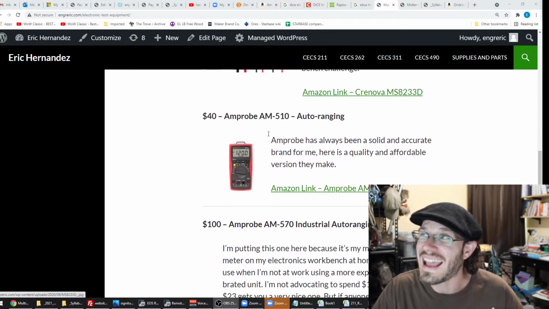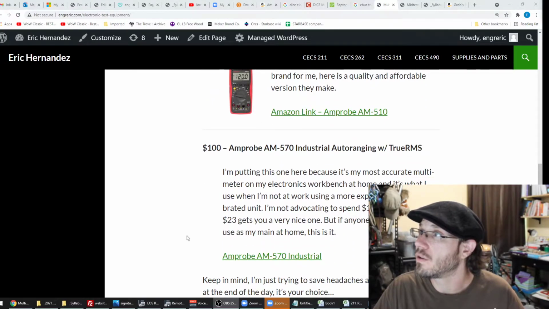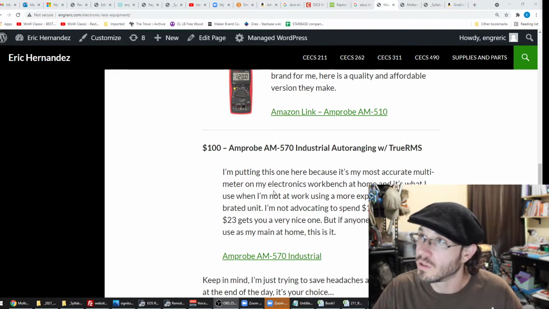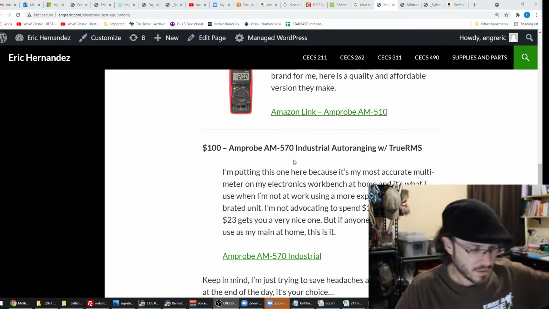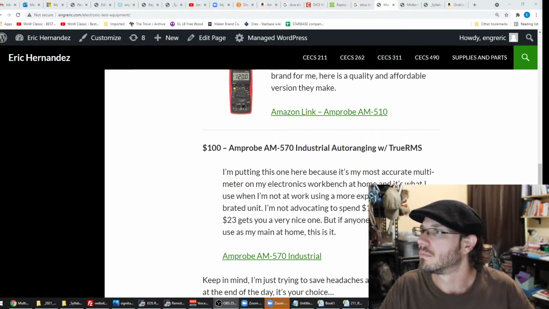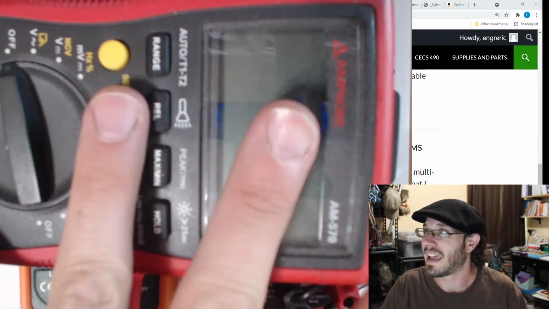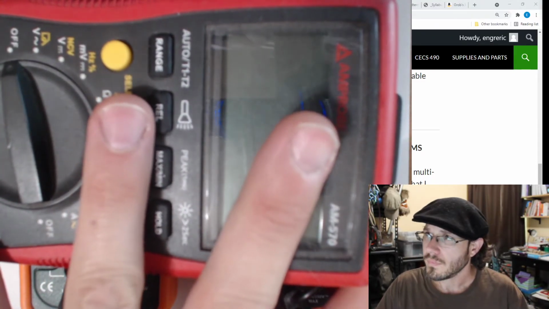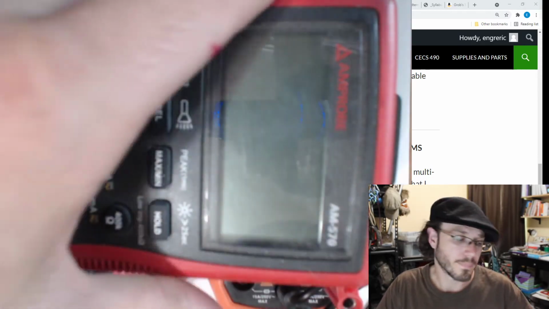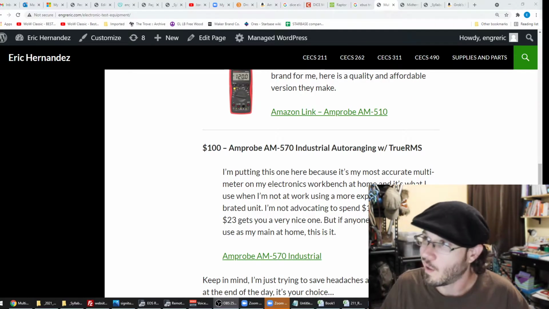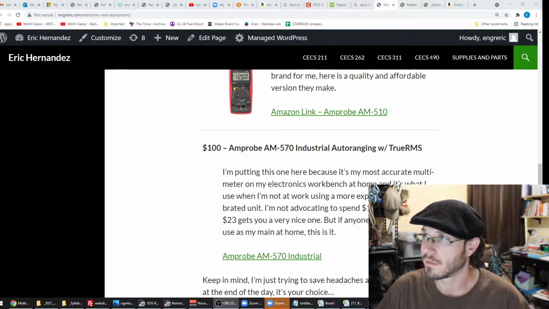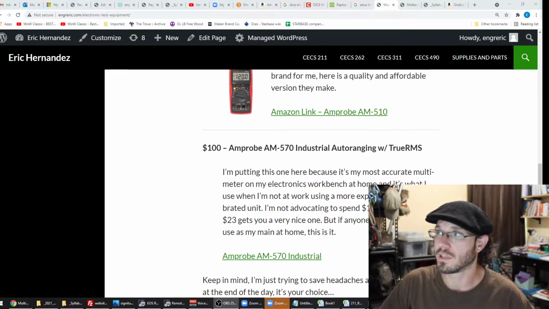If you're curious what I use at home, I use more of the industrial multimeters made by Amprobe. I like my Amprobe multimeters, but they do cost a bit more. Now, what do I use at work? At work, I use multimeters that have been calibrated, and those are $300 to $500 multimeters.